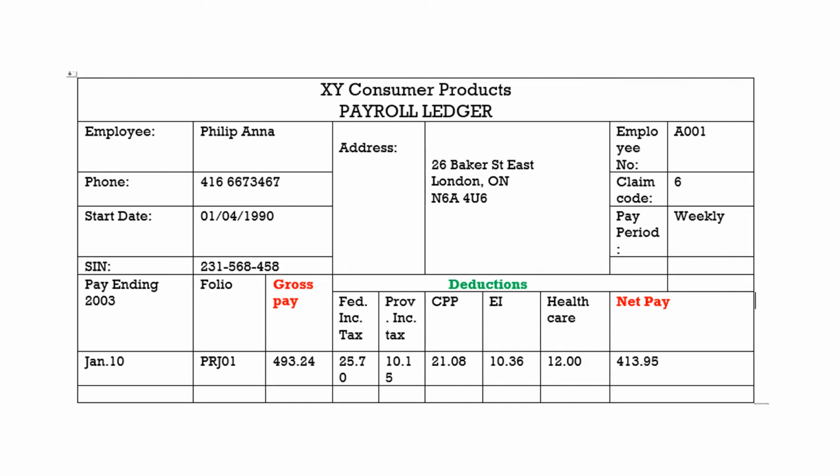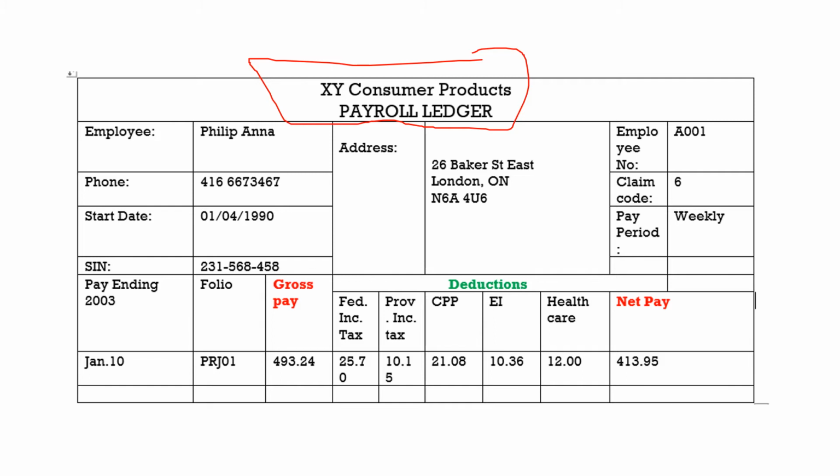So here we have the address of your company on top, and you have your name, your phone number, your date of start. We also have your PIN number, the pay ending date. We have the folio number, and we have gross pay. Before we go to gross, we have the address. Your address is supposed to be there, employee number, claim code, and the pay period. So this employee is paid weekly.